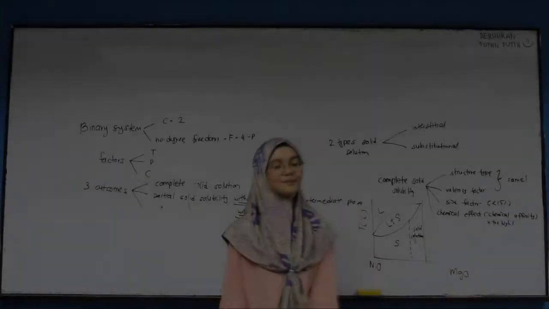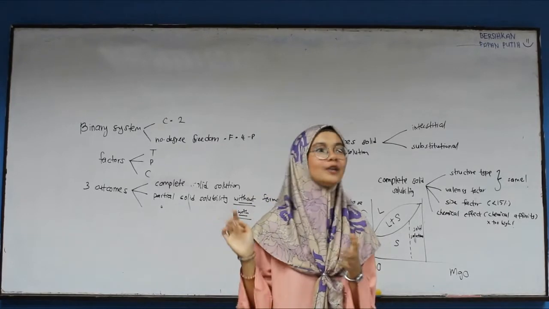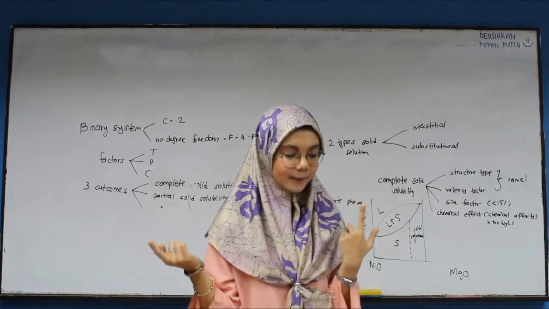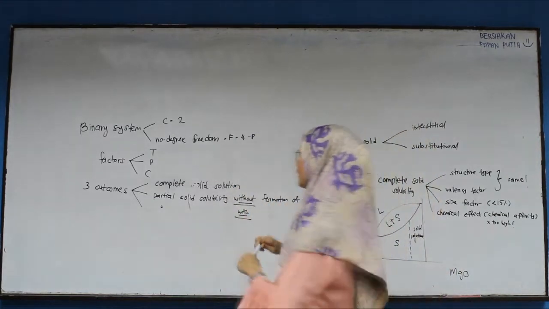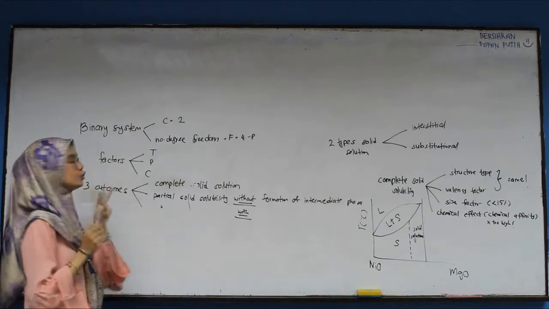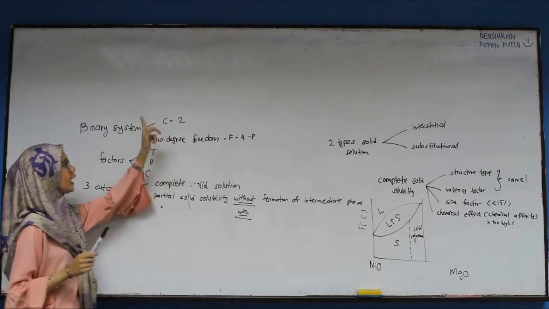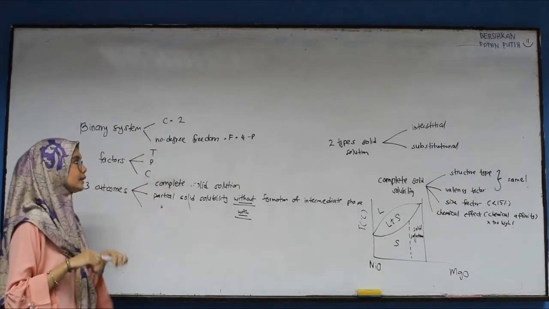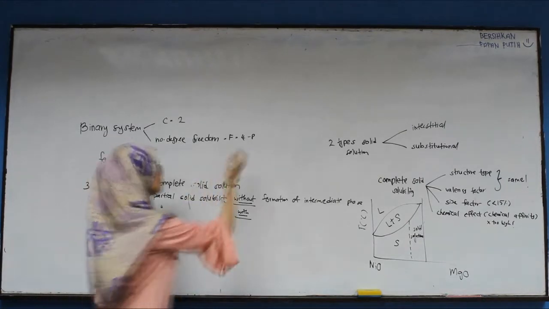Hello everyone. Okay, today we will continue our chapter 5. One of the syllabus topics is binary system and solid solution. A binary system consists of two components, and the number of degrees of freedom must be F equal to 4 minus P, where P is pressure in atm.